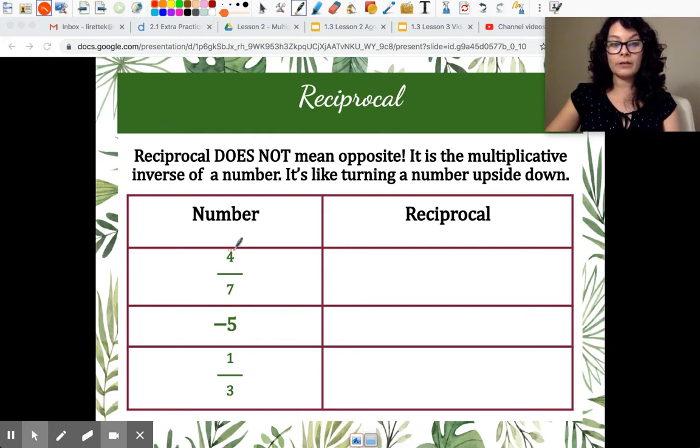Well, if I'm flipping these two numbers upside down for 4/7, that's going to turn into 7/4. And again, I don't change the sign. The reciprocal would have the same sign.